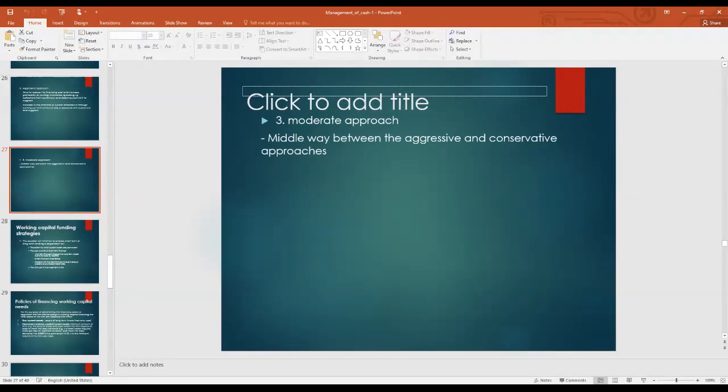For the customer, you follow an aggressive policy. For suppliers, you follow a conservative policy. You don't pay suppliers on time. You take longer than what other companies take to pay their suppliers. So a moderate policy is a mix of the two. Some components of current assets follow aggressive, others follow conservative. Some components of current liabilities follow aggressive, others follow conservative policy. Those are the three working capital investment policies.